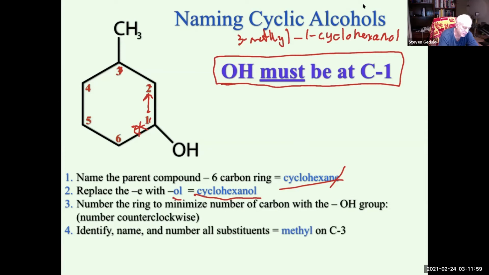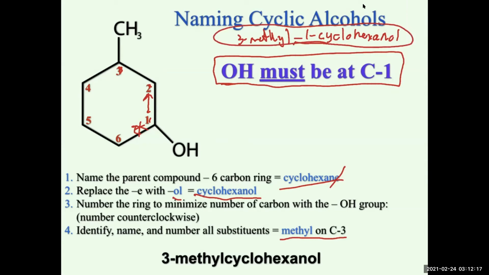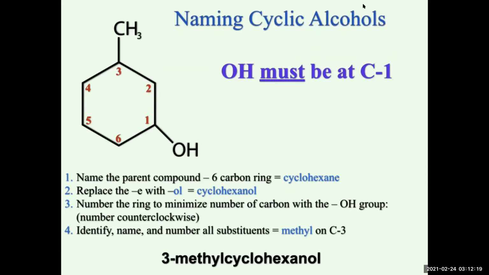Okay, name the substituents. You have methyl on number 3. So we have 3-methyl cyclohexanol. And you can put a 1 in there, or you can leave it off. It's still the same thing because the functional group has to be in that position. I would not mark it wrong either way. You put 3-methyl cyclohexanol or 3-methyl 1-cyclohexanol. They say the same thing.